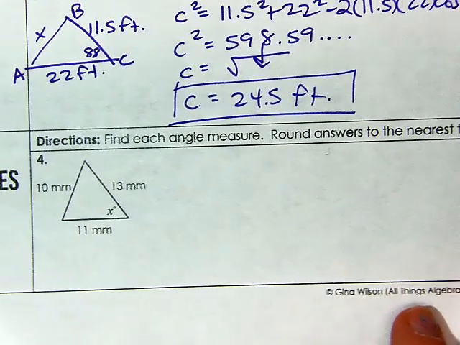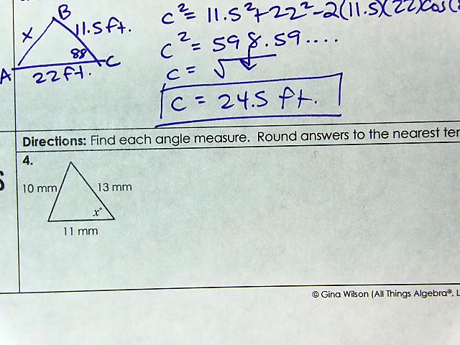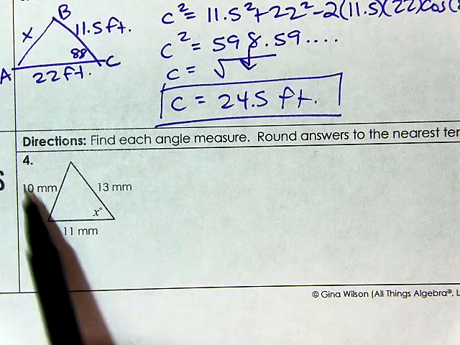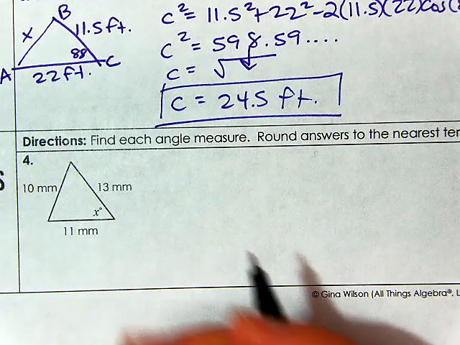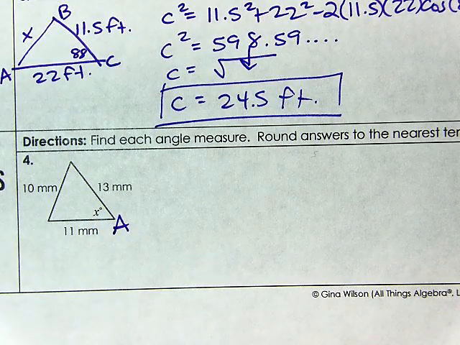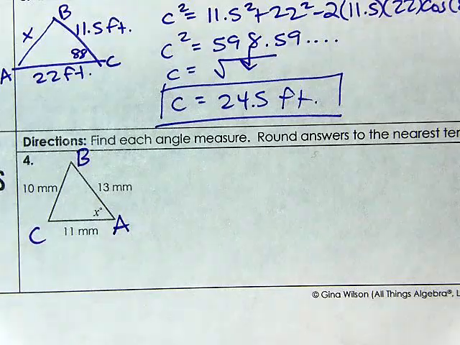All right, and so let's look and see what this looks like in an example. So this says, find each angle measure, round answers to the nearest. So I have 3 sides, and I'm looking for an angle. If I can, I like to make my missing angle A, so when I draw this triangle, I'm going to put A there. And I'll go ahead and put B and C. You can label it however you want, though.